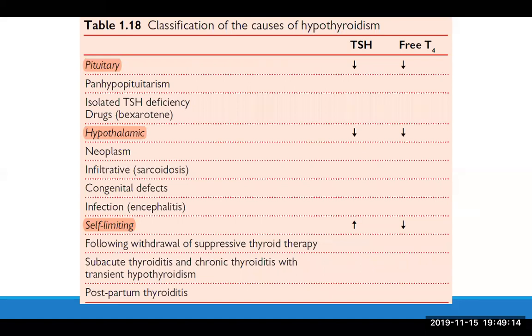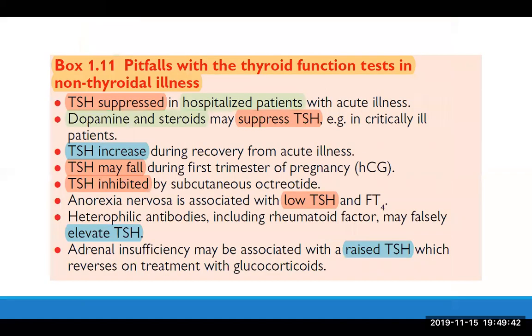You must suspect central hypothyroidism in this scenario. Another one is a hypothalamic lesion, like neoplasia, infiltration or infection, which can cause the same as pituitary disease. TSH will be low or low-normal, and the FT4 is low. In self-limiting cases, for example postpartum thyroiditis or subacute thyroiditis, or following withdrawal of suppressive thyroid therapy, TSH will be elevated and the FT4 is low. This is like overt hypothyroidism.